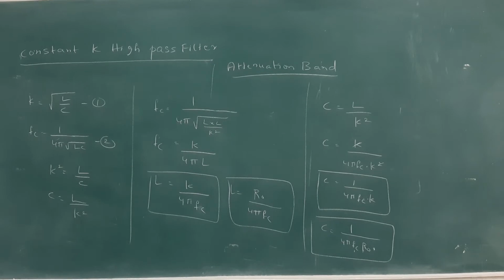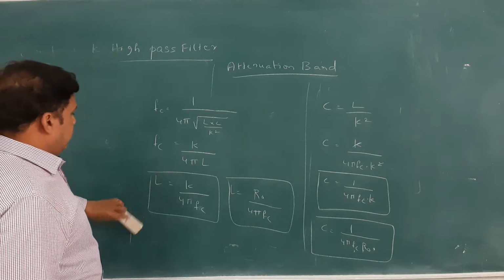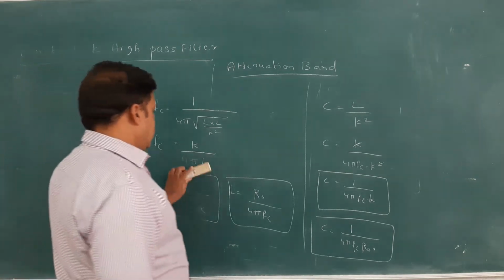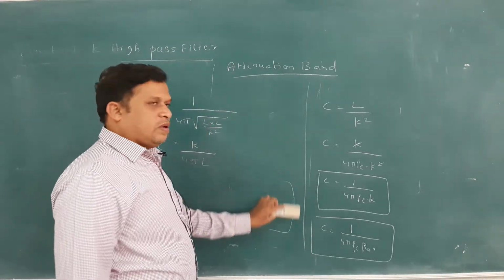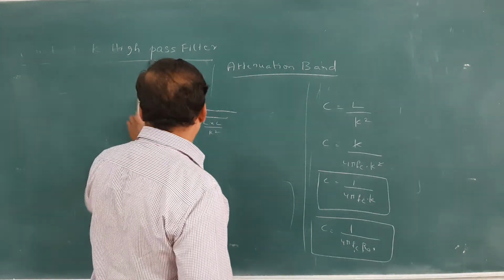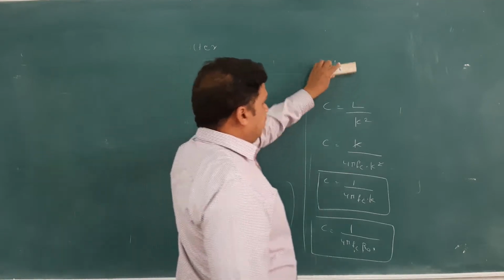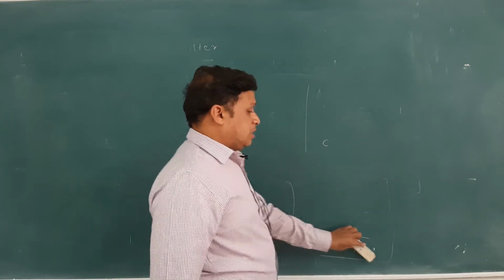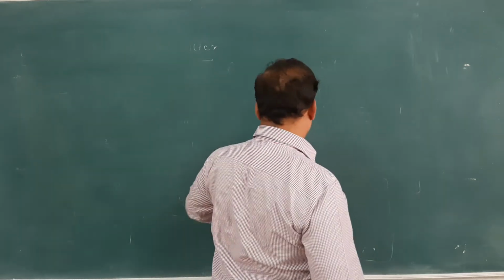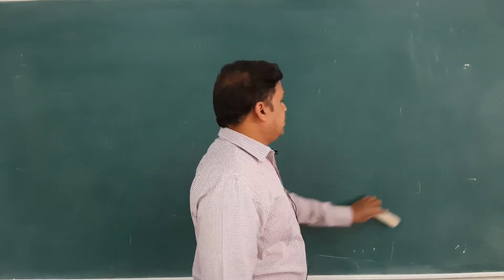Now we will design a constant K low pass filter. Okay. As we have got the data for calculating L and C, now we will do a problem, that is design of the constant K low pass filter, and later we will also solve one for constant K high pass filter. The data will be given to you, and based upon the data you have to calculate the values of inductance and capacitance, and you have to draw the filter. It may be a T section filter or it may be a pi section filter.